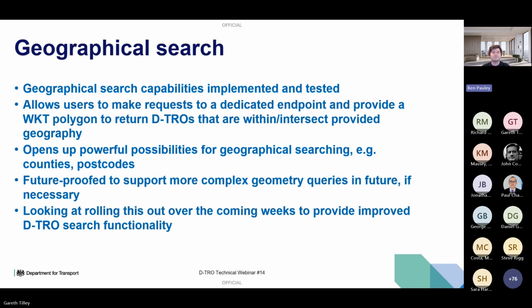So allowing users to make requests to a dedicated endpoint where they can provide a bounding box and find D-TROs that match within or intersect with that provided geometry is really useful. We've had a lot of queries come in about people wanting to find D-TROs within specific postcodes or counties. So hopefully this is a flexible way that allows you to upload or provide a geography and find matching D-TROs within that geography. It's also future-proofed. So although it's relatively basic in terms of functionality at the moment, everything's been designed in a way that can support more complex geometry queries if required later on.